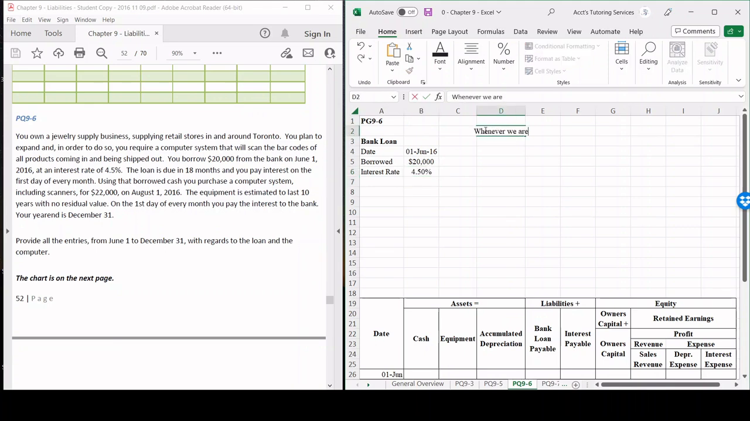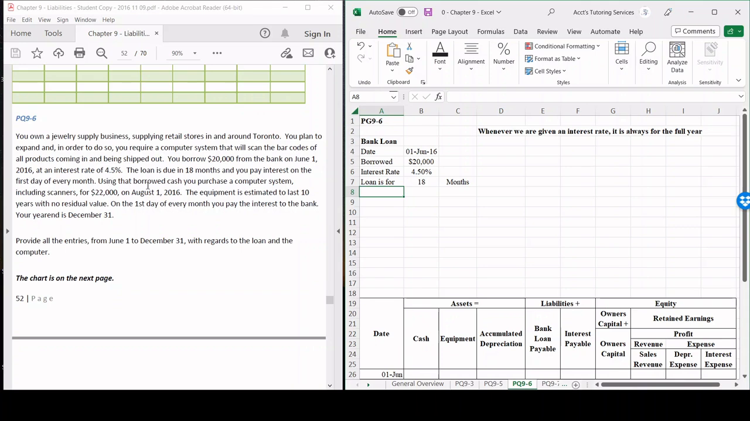And remember what we said before? Whenever we are given an interest rate, it is always for the full year. So that being said, this loan is for 18 months. It's not 4.5% for 18 months. It's 4.5% per year, which is for 12 months. Very important. So the loan is for 18 months, and you pay interest on the first day of every month.